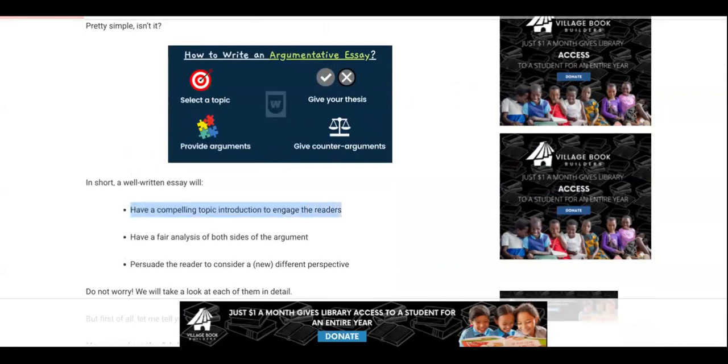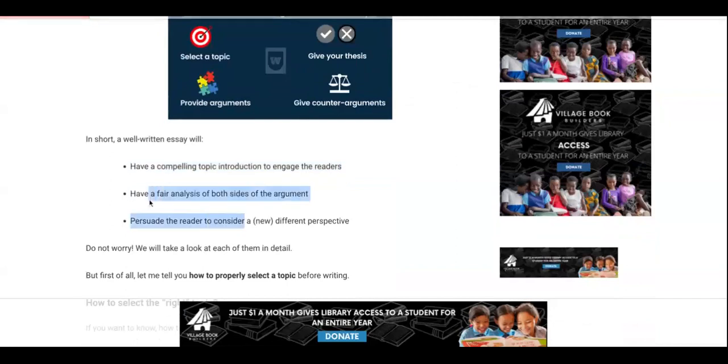So, in short, a well written essay will have a compelling topic introduction to engage the readers. Now, this includes your thesis. Then they have a fair analysis on both sides of the argument. This includes your arguments and your counter arguments. And then they will persuade the reader to consider a new, different perspective. Now, this is your conclusion, where you are not exactly expressing your point of view, but you are, in some sense, expressing which side is right. And that should convince the reader that okay, you know what, they've got a point. It should be compelling enough for the reader not necessarily to think "oh my god, that side is right," but just to think that okay, they have a point as well.